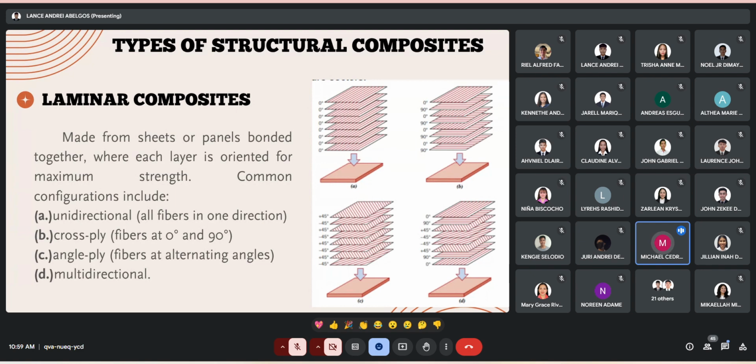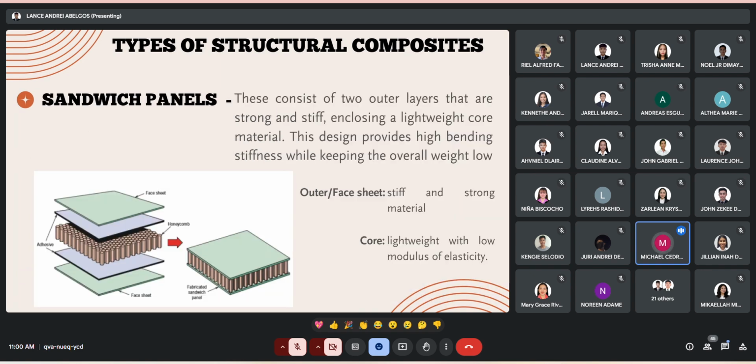And the last configuration is the multi-directional configuration, where it's like plywood. And their job is to carry the bending loads. And the sandwich material is called the core, which is made from a lightweight material and normally has a low modulus of elasticity.